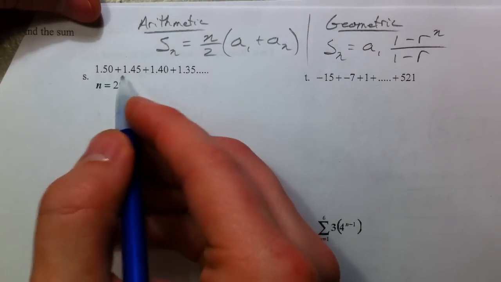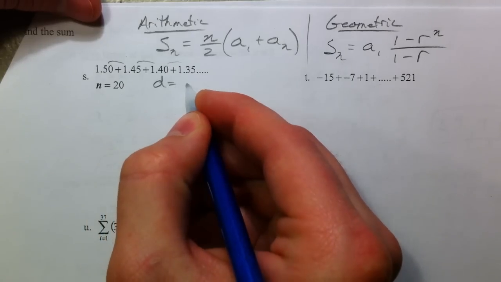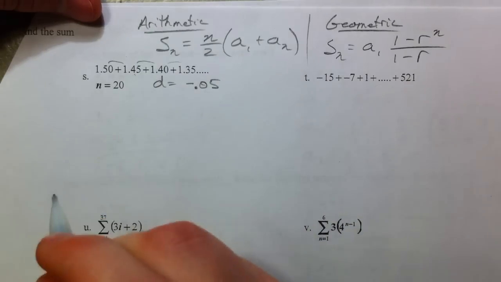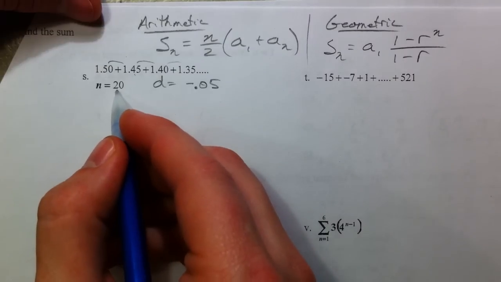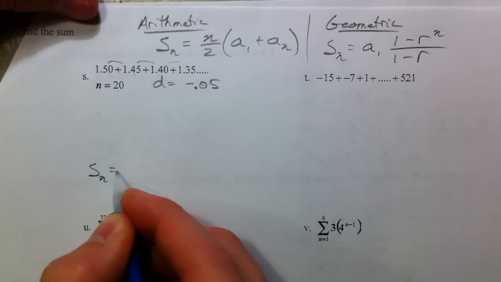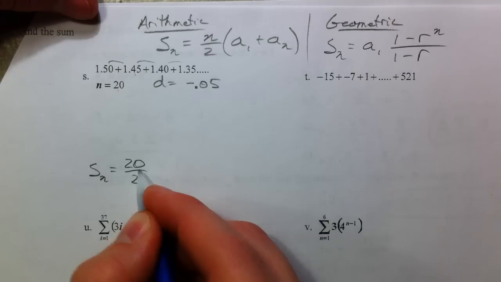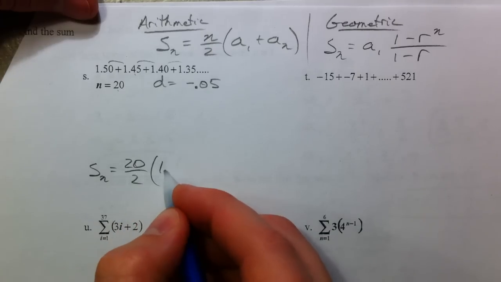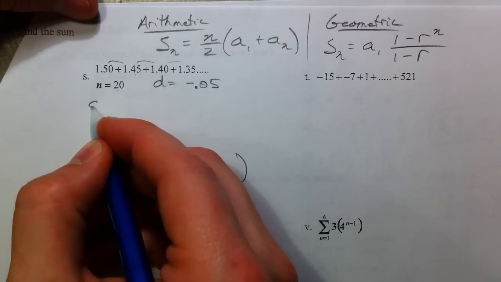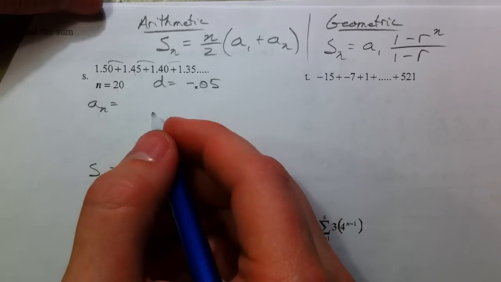So 1.50, 1.45, 1.4, 1.35. So d here is negative 0.05. Small d, it's decreasing, and then 20 is how many numbers we have. So if we plug this in, we have 20 over 2, and we have our first term 1.50, but we don't have our last term, and that's what we need to find. So I'm going to write an nth term equation real quick so that we can just plug in 20 rather than have to subtract 0.05 a bunch of times.